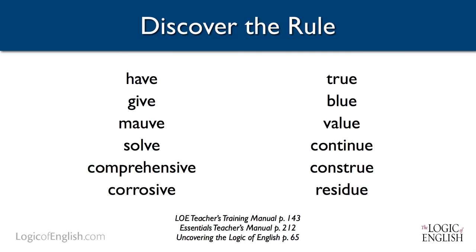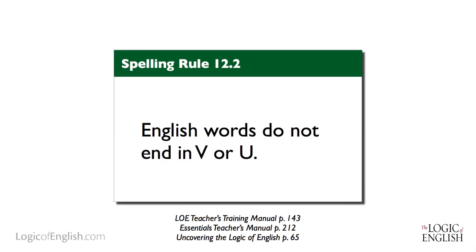All right, we're ready to learn the second reason for a silent final E in English. You may be surprised to know that you already know the reason. Look at the words on the list. We have give, mauve, solve, comprehensive, corrosive. Why do we have a silent E in these words? You're right. English words do not end in I, U, V, or J. So every time you hear the sound V at the end of the word, you need a silent final E.